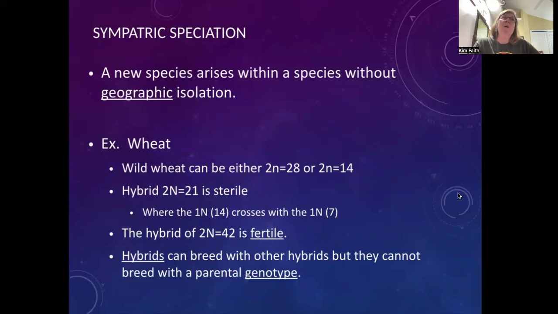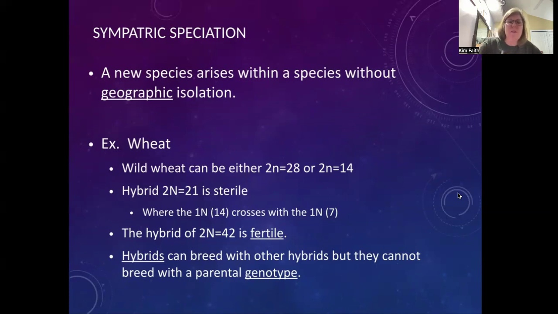And so with this change in wheat, many of us cannot properly digest it and it causes a lot of problems. So let's talk about wheat. Wild wheat can be either 2N, meaning you have 2 copies of every chromosome, so 2N is 28, or there's a different type of species of wheat that's 2N and has 14 chromosomes. The hybrid 2N is 21 is sterile.